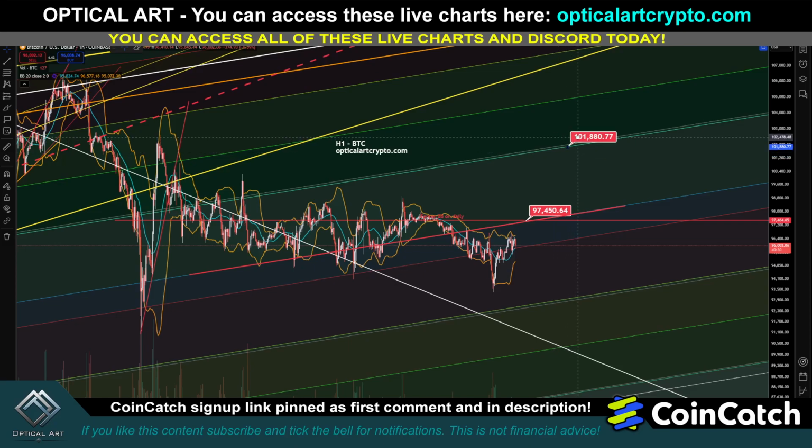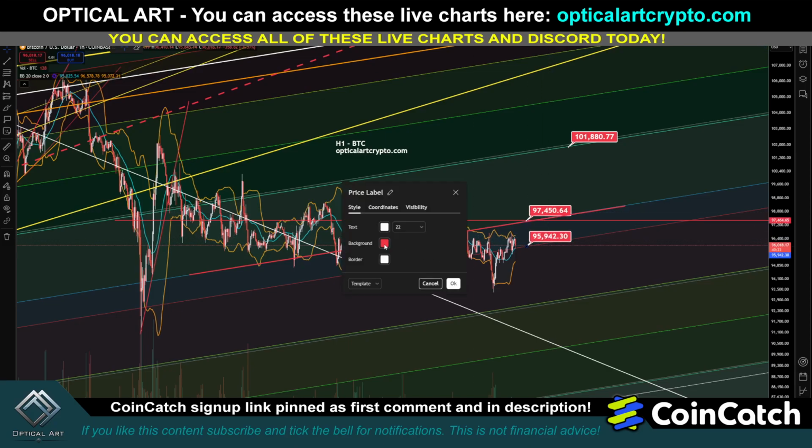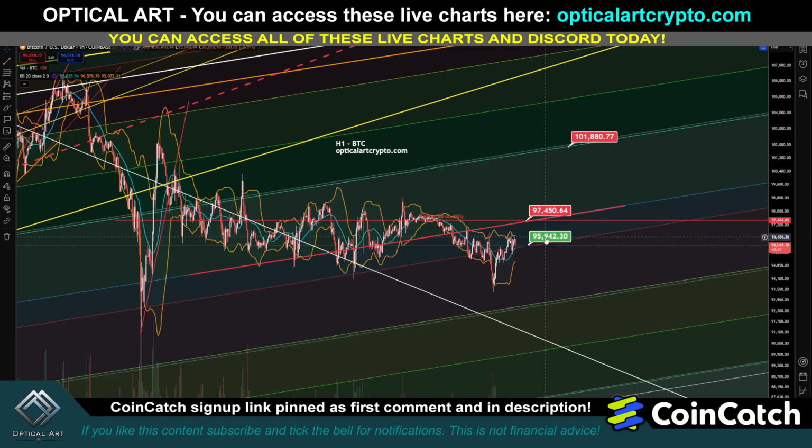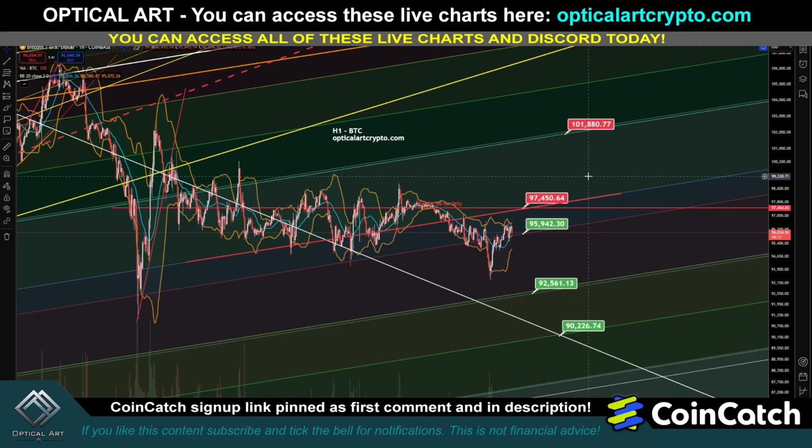All right, this is on the hourly, it could be out here. 101,800, whatever. Your current support right now is right here at 95,942. That is holding. If we break below that, your next key support level on the hourly is right around 92,500. All of these price targets I gave you all line up with what I'm showing you on the larger time frame. These are your hourly levels to play.